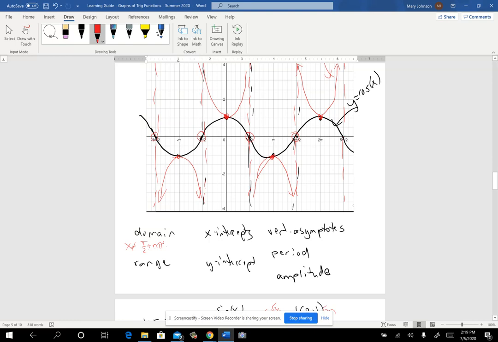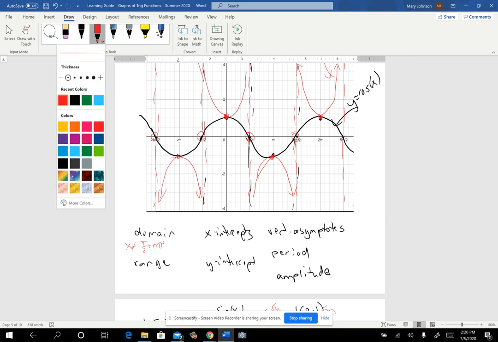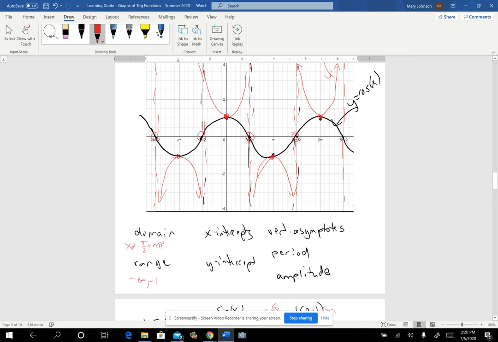Okay. All right, now for range. For range, that looks a lot like the cosecant looked. See how it goes from negative infinity and gets to -1, but then we have to jump where we had the cosine graph until we get back to 1 and keep going. Okay, so that would be our range.